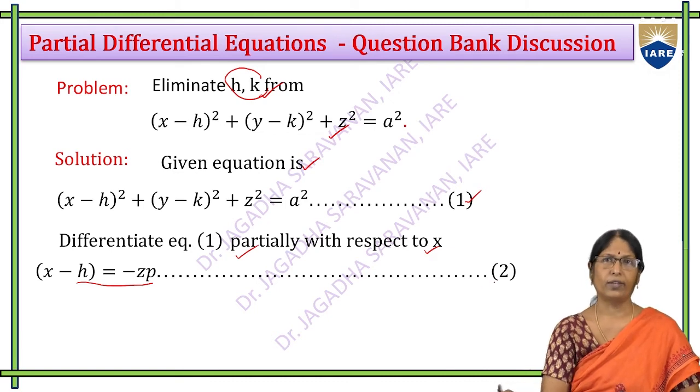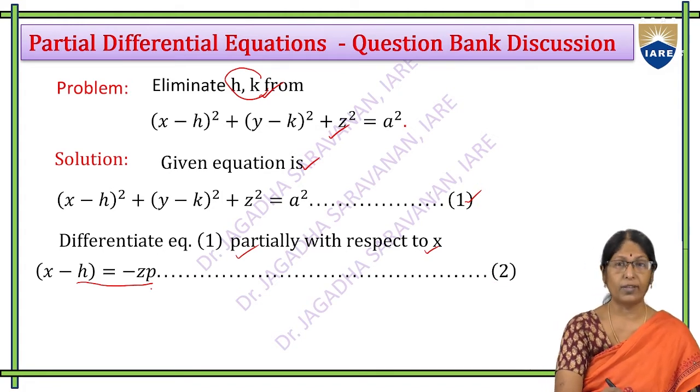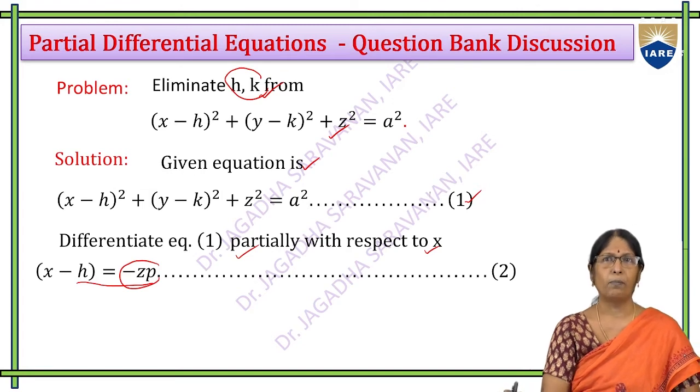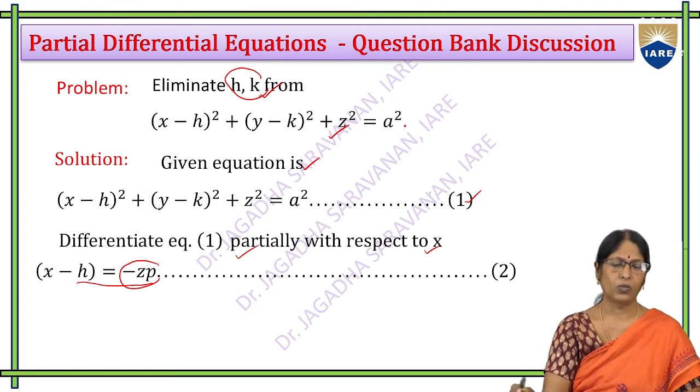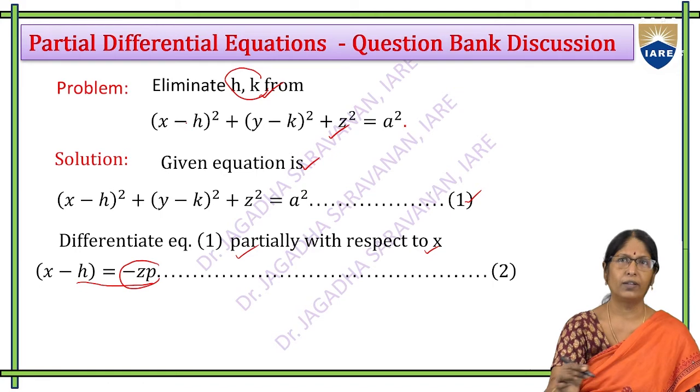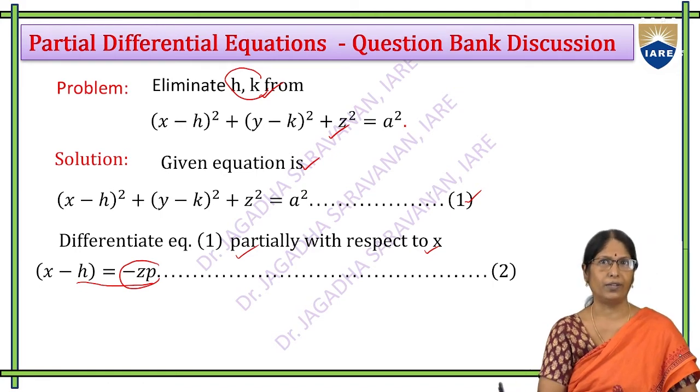So we notice the idea which is ringing in our mind. Now, what is the result we obtained here? x minus h is equated to minus zp. So when we substitute here, h will be eliminated. So we are moving in the correct path to reach the solution.